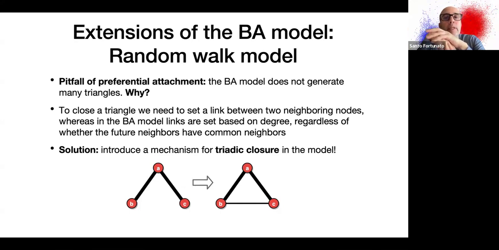What about the third property? Does this model generate a lot of triangles? The answer is not really. So it fails the third test.